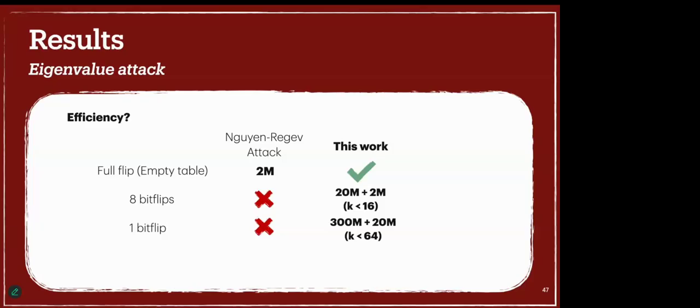Now, the question is: is it efficient? For 8-bit flips, we need around 20 million signatures for the approximation step, and 2 million to perform the final Nguyen-Regev step. For 1-bit flips, we need around 10 times more.